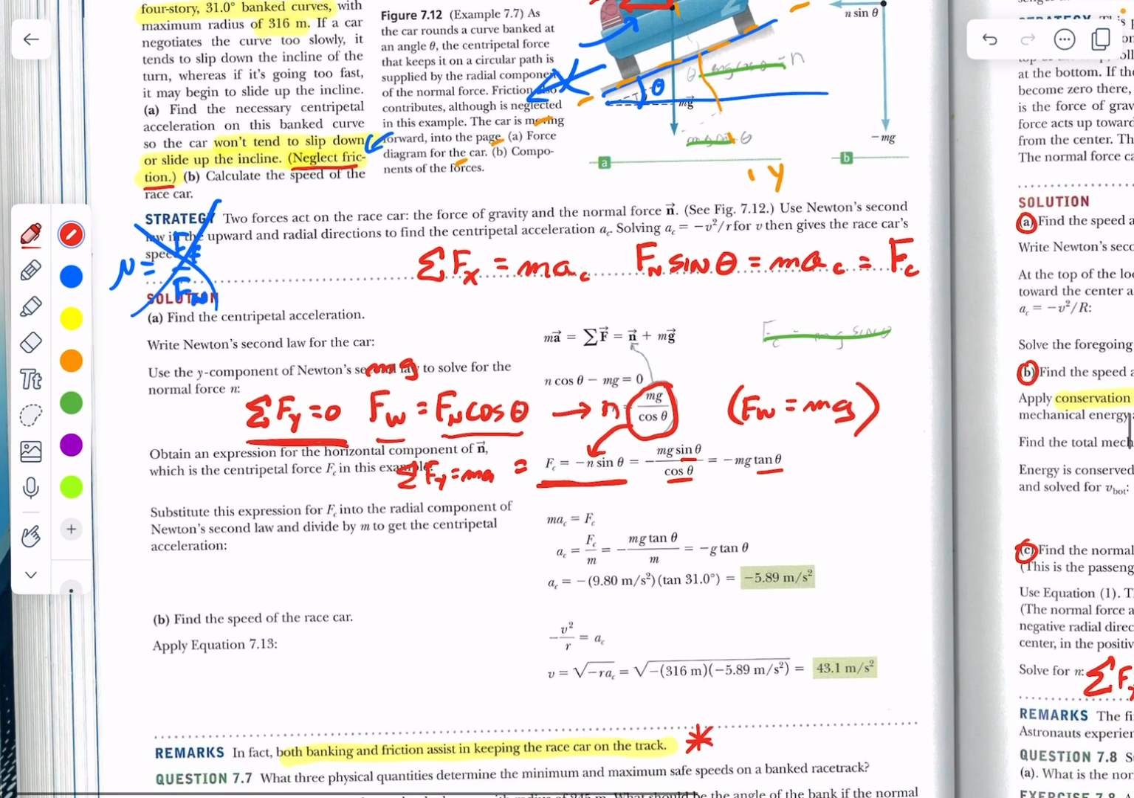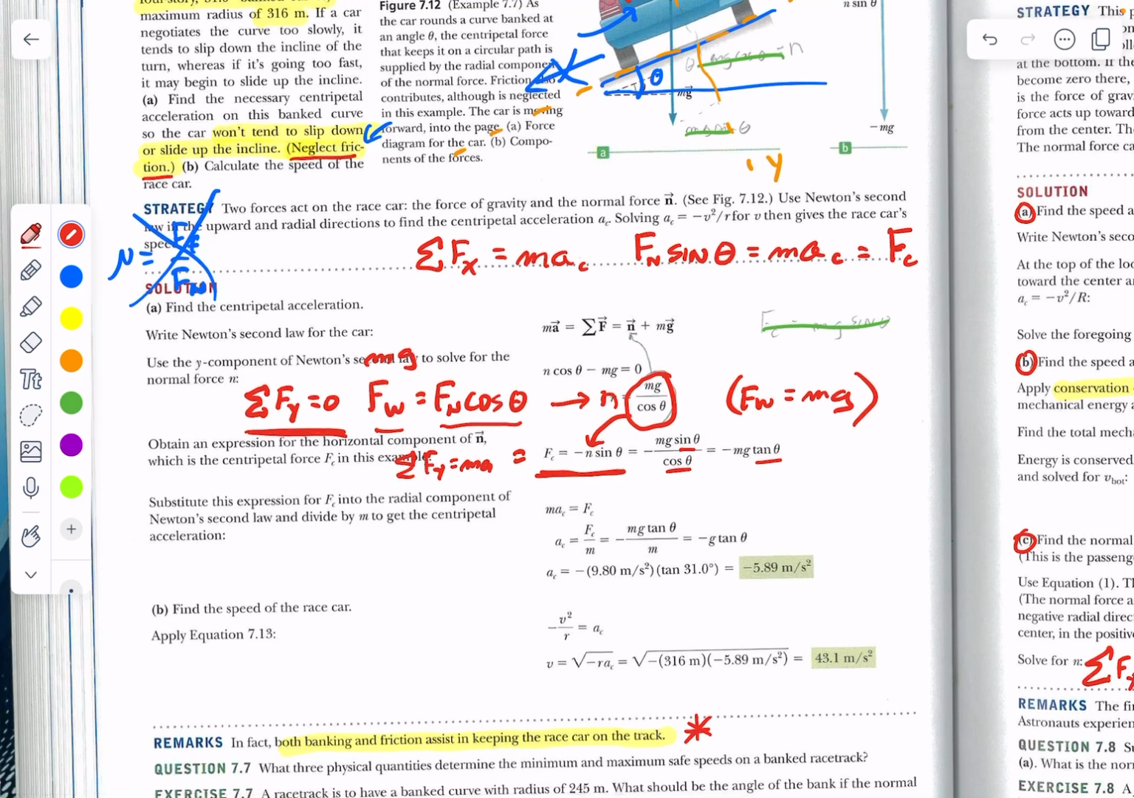Now, moving on a little bit farther, when we divide both sides of this equation by m, you can see that the m's conveniently cancel, which you've seen a number of times now, where it turns out mass doesn't make any difference. And so my acceleration equals gravity times tangent theta, which is 31 degrees, and I plug my numbers in. My centripetal acceleration, acting towards the center, that's the negative sign, is 5.89 meters per second squared.